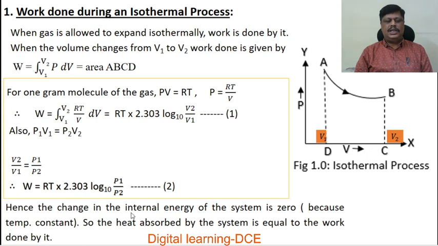Hence, the change in the internal energy of the system is 0 because the temperature is constant. In the isothermal process, temperature remains constant, and since internal energy depends upon the temperature, the internal energy is constant. Therefore, the change in internal energy is 0. So the heat absorbed by the system is equal to the work done by it.